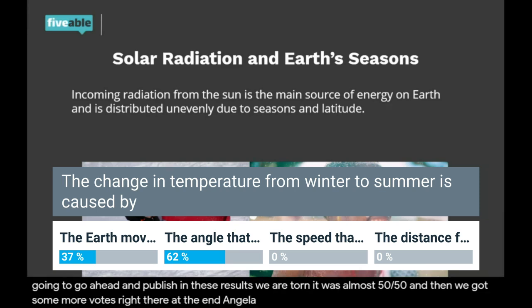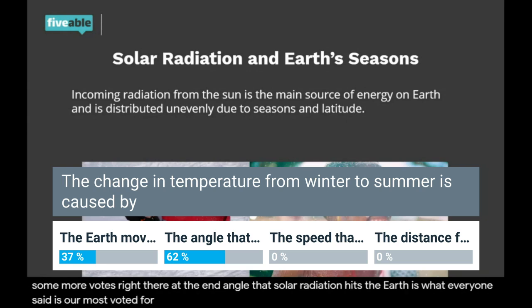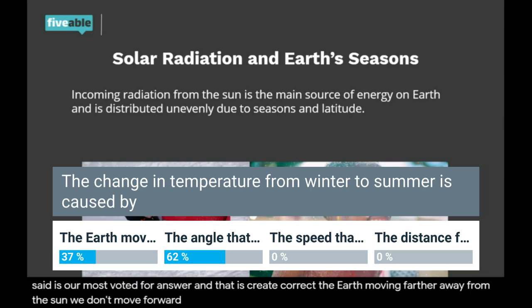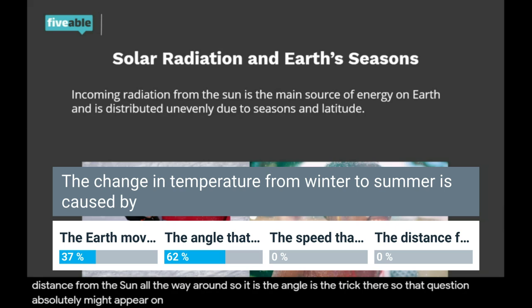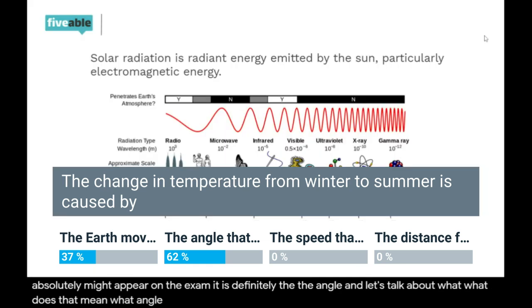The angle that solar radiation hits the Earth is what everyone said is our most voted for answer, and that is correct. The Earth moving farther away from the sun, we don't move farther away from the sun, not significantly. We're the same distance from the sun all the way around. So the angle is the trick there. That question absolutely might appear on the exam. It is definitely the angle. And let's talk about what that means. What angle? So breaking it down, let me get that poll out of the way.